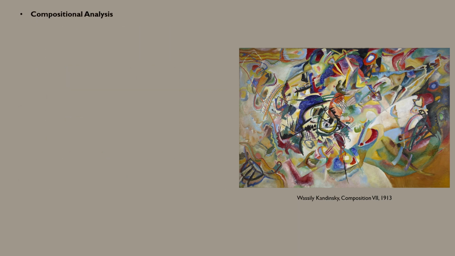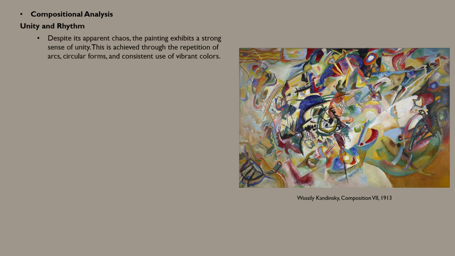Composition. So, the compositional analysis, right? We're going back to earlier in this class. Unity and rhythm, right? Despite the apparent chaos, this painting exhibits a strong sense of unity. This is achieved through the repetition of arcs, circular forms, and consistent use of vibrant color. It all fits. It might be chaotic, but it all fits together.